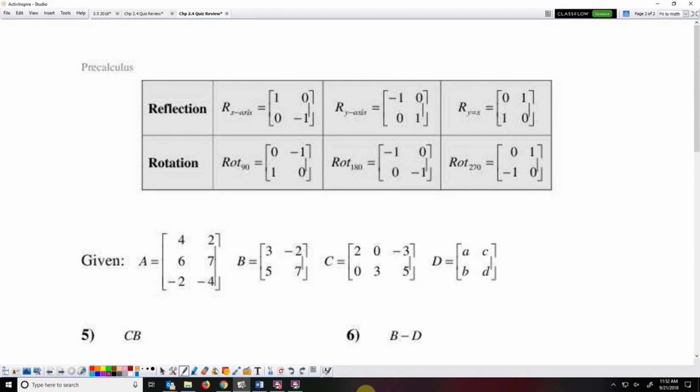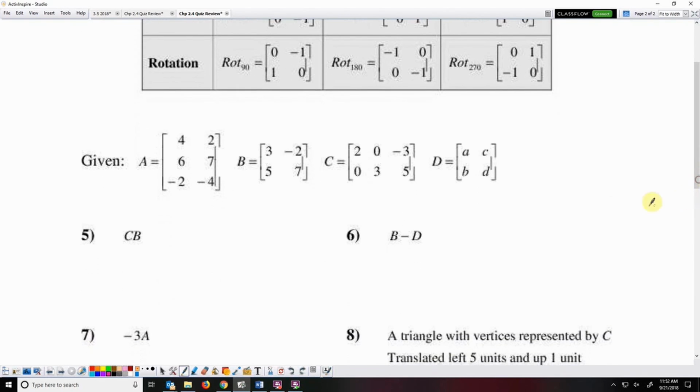With some review of matrices. So for number 5 here, we're going to multiply matrix C times matrix B. Before we do this, let's just make sure it's going to be possible. Matrix C has 2 rows and 3 columns, so it is 2 by 3. Matrix B has 2 rows and 2 columns, so it is 2 by 2. And notice that those inner dimensions do not match. This is not possible.